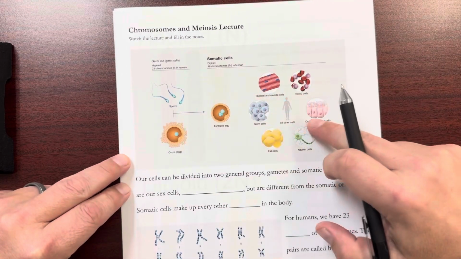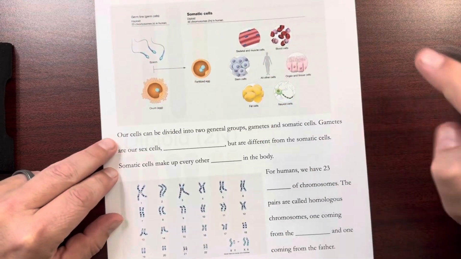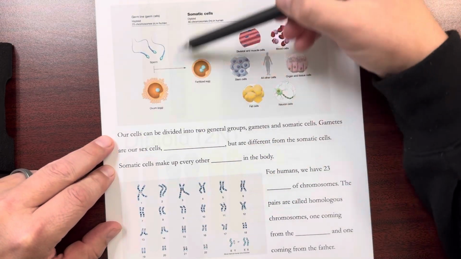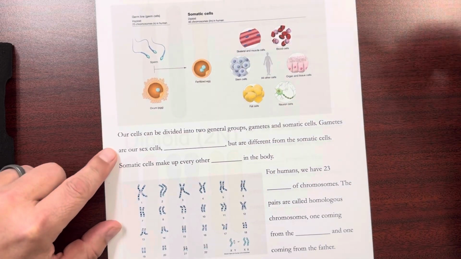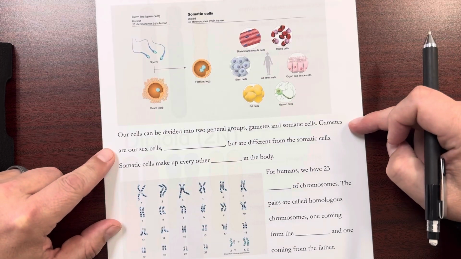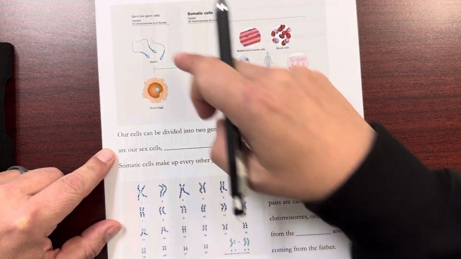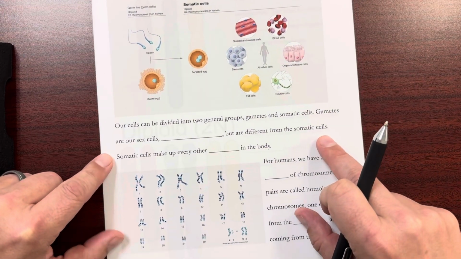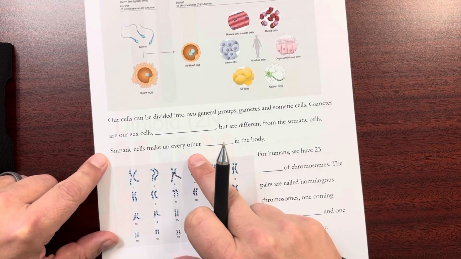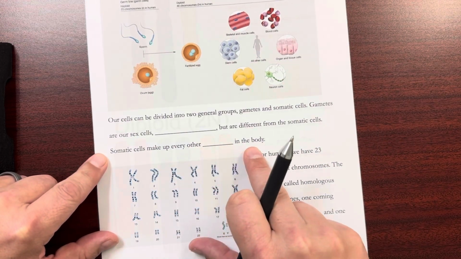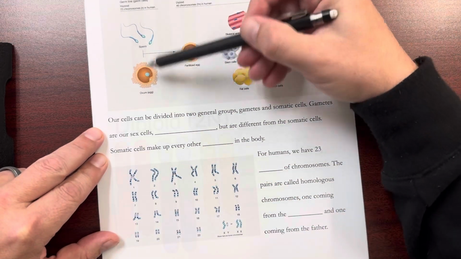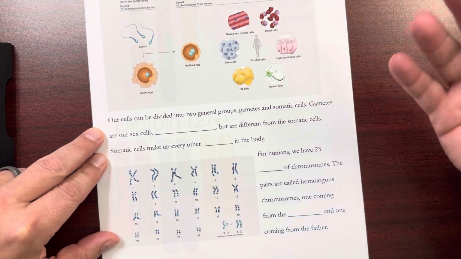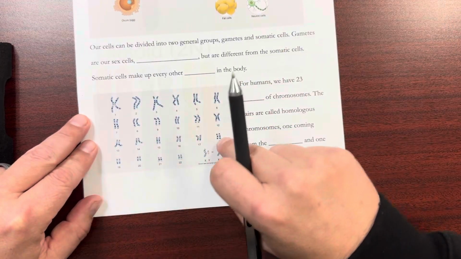So what we see up here are two different groups of cells. Our cells can be divided into two general groups, gametes and somatic cells. Gametes are our sex cells, sperm and egg. That's what we see here, sperm and an egg, but are different from the somatic cells. Somatic cells make up every other cell in the body. So besides the sperm and egg, we have all these other cells, and those are going to be somatic cells, so the majority.